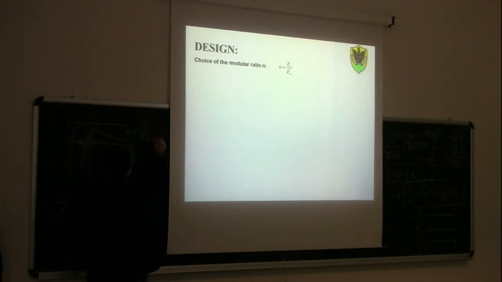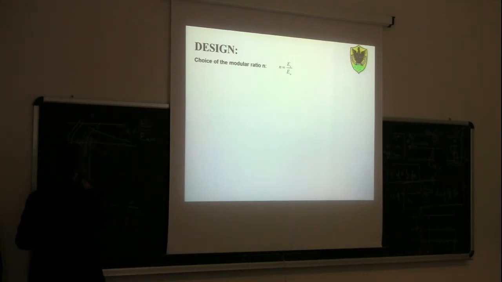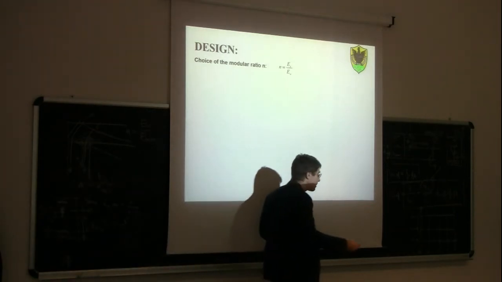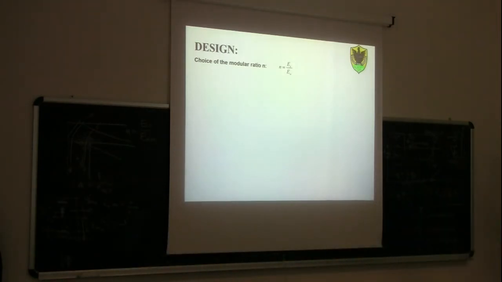However, on the column side, n will be given by what? ES divided by EW0, because here you see the wood is pressed parallel to the grain. So there is a doubt about which kind of modular ratio to choose. How to calculate the modular ratio: will it be ES divided by EW90 or ES divided by EW0?